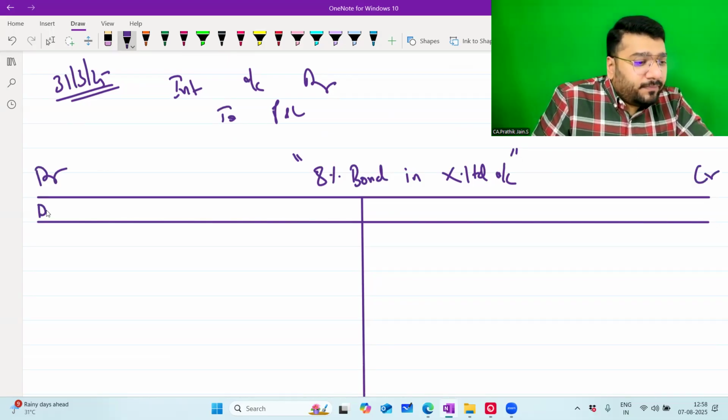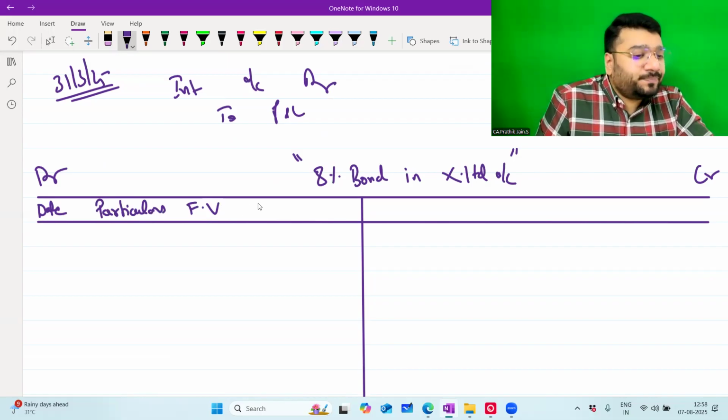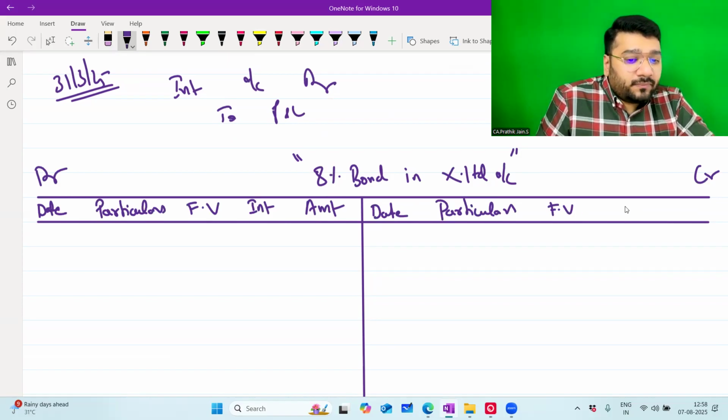First column, date, particulars, face value, interest, expense or income. Debit side is always expense. Debit all expenses and losses. And then amount. Date, particulars, face value, interest, amount.